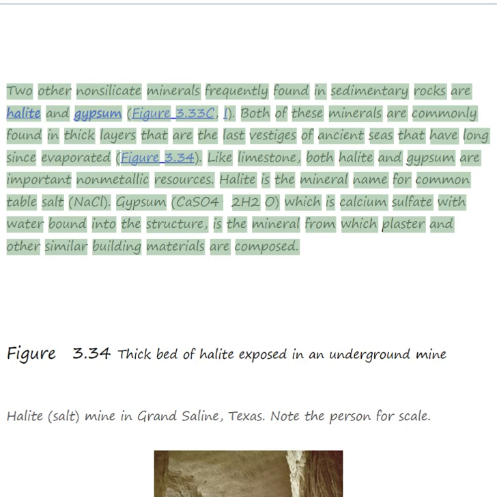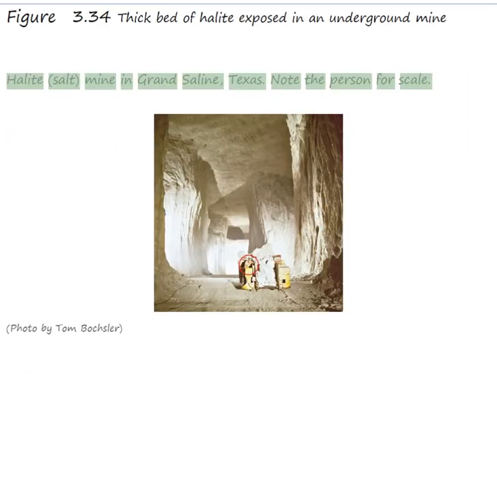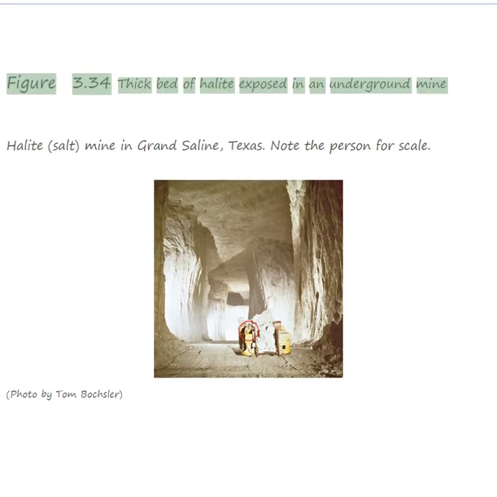Both of these minerals are commonly found in thick layers that are the last vestiges of ancient seas that have long since evaporated. Like limestone, both halite and gypsum are important non-metallic resources. Halite is the mineral name for common table salt. Gypsum, which is calcium sulfate with water bound into the structure, is the mineral from which plaster and other similar building materials are composed. Halite mine in Grand Saline, Texas. Note the person for scale. Figure 3.34: Thick bed of halite exposed in an underground mine.